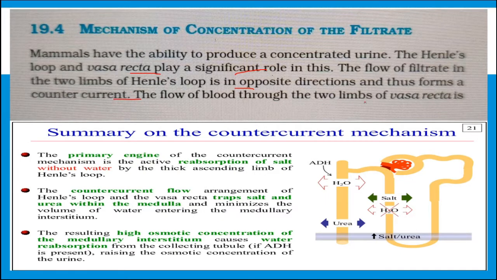In the case of two limbs of vasa recta also, the blood will move in opposite direction, and due to this it results in the counter current, and it is responsible for the concentration of urine. The primary engine of the counter current mechanism is the active reabsorption of salt without water by the thick ascending limb of the loop of Henle. The counter current flow arrangement of Henle's loop and the vasa recta traps salt and urea within the medulla, and it minimizes the volume of water entering the medullary interstitium.